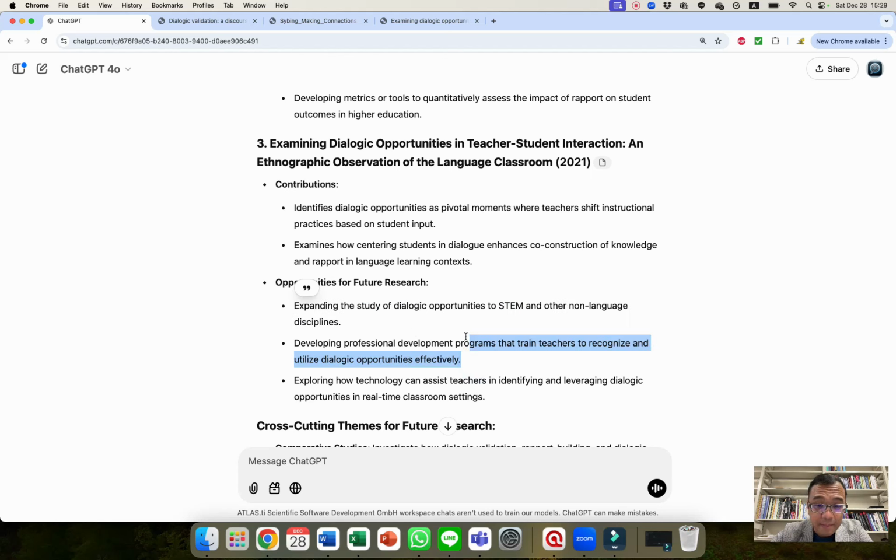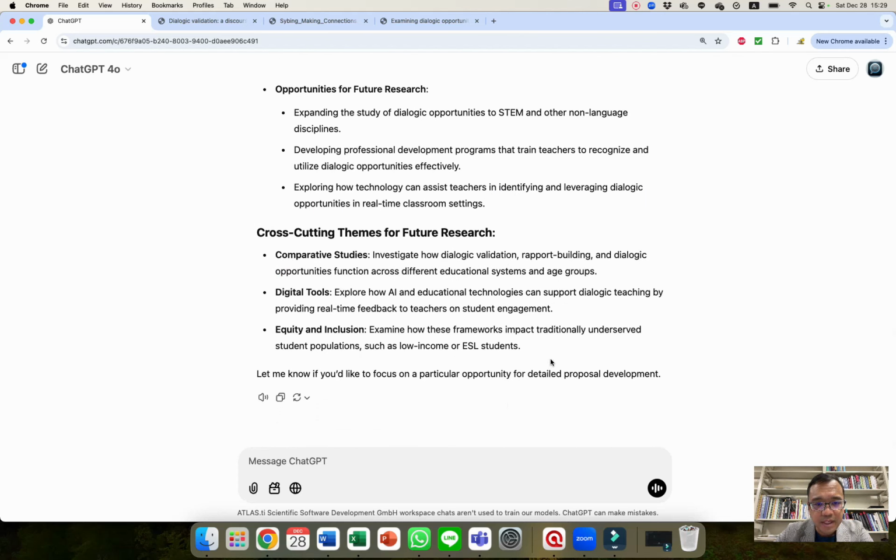Developing professional development programs. That's the end product of a lot of dialogic classroom research has been about how do we develop teacher education programs, but that's not my immediate field, and exploring how technology can assist teachers for sure. So here are some themes that could be useful.